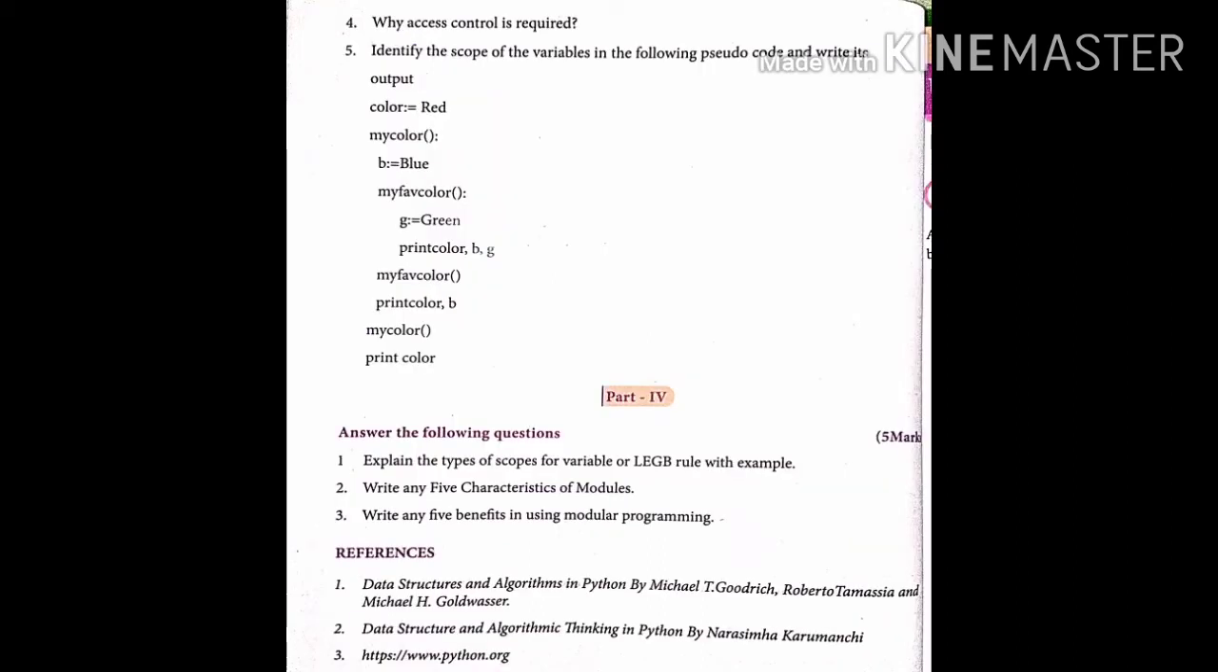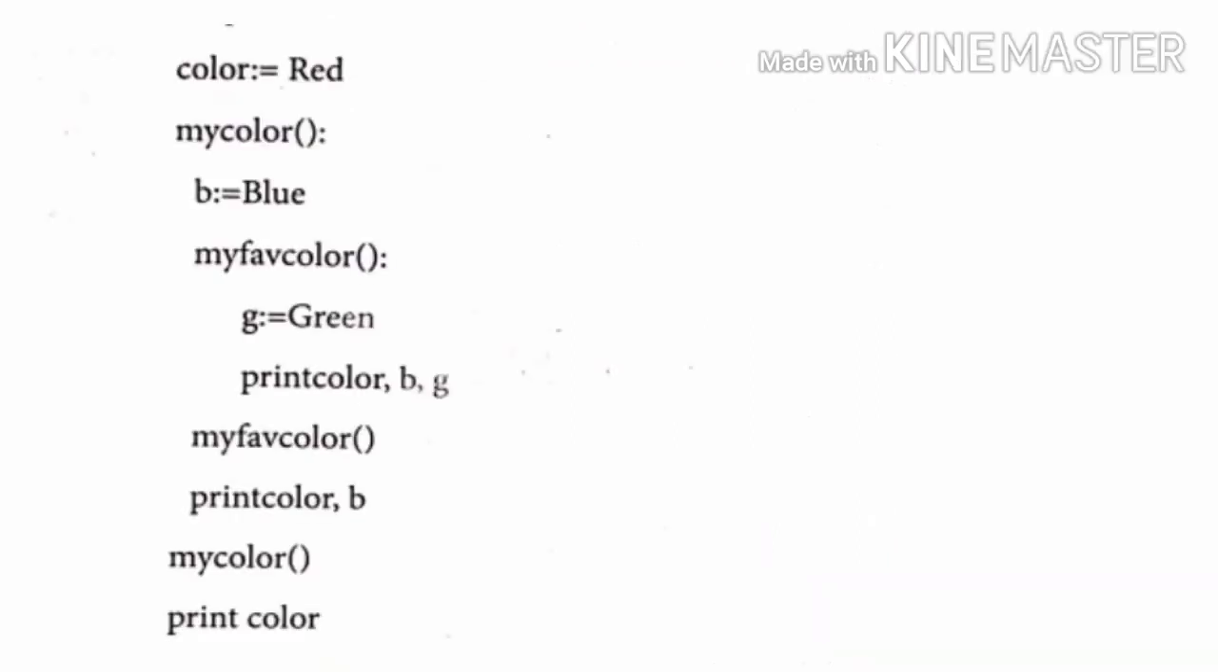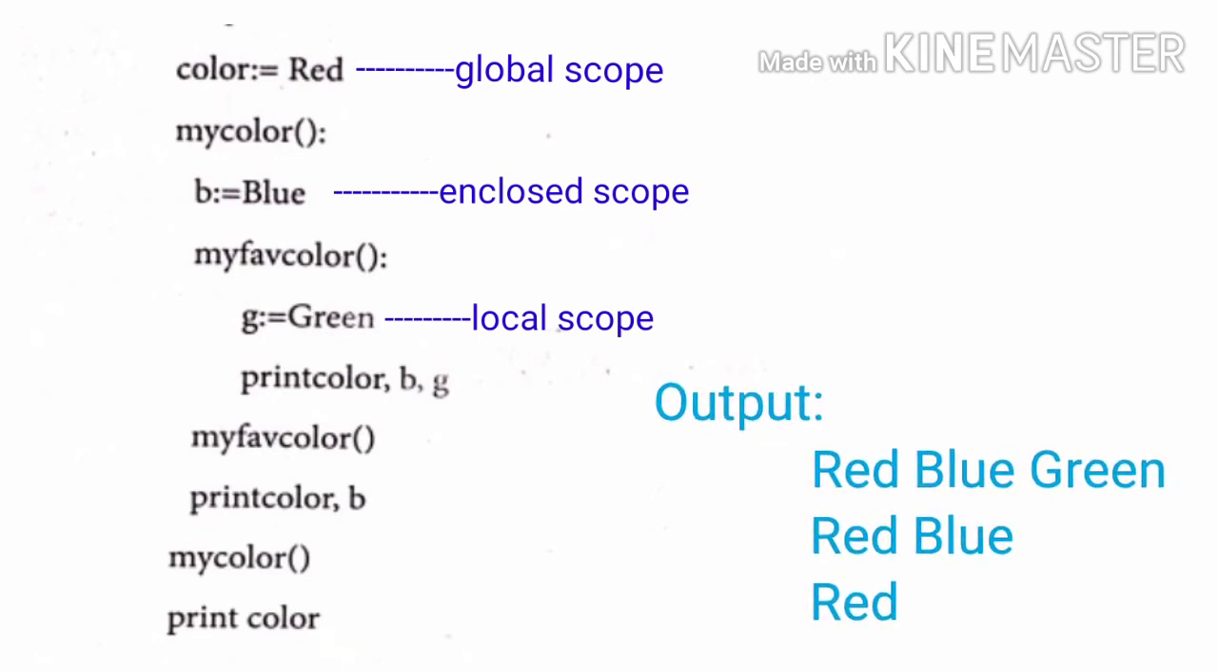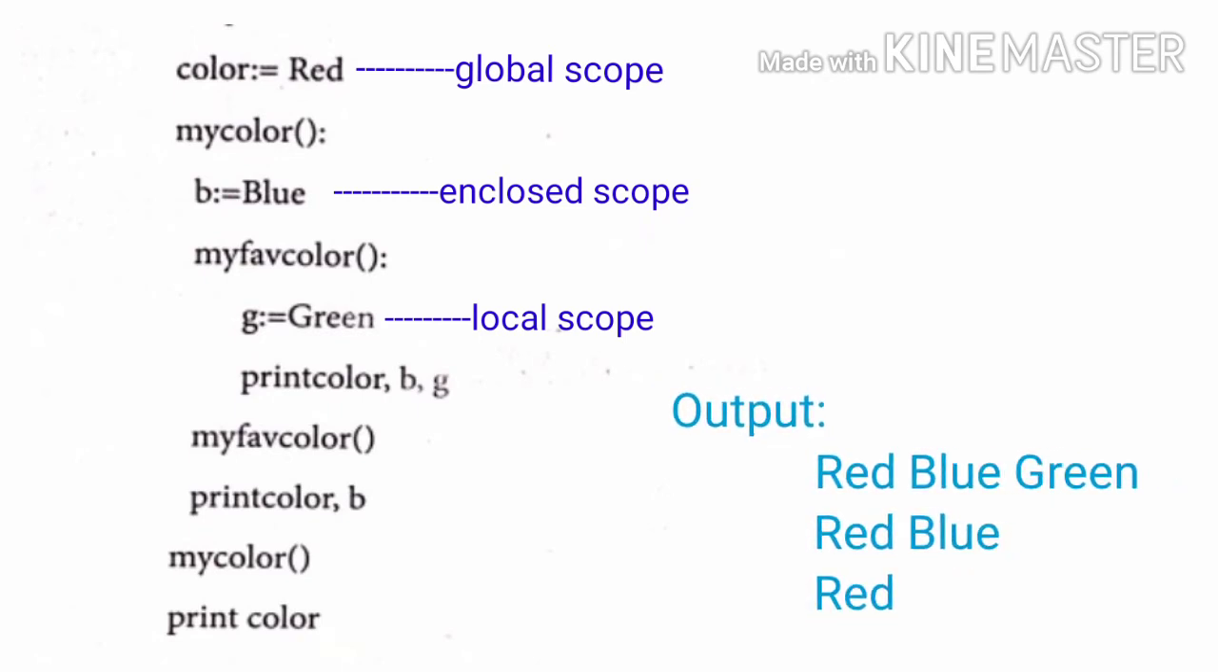And moving on to the last question of this part, fifth question. Identify the scope of the variables in the following pseudocode and write its output. Let's identify the scope of variables first. Color equal to red is the global scope, B equal to blue is the enclosed scope, and G equal to green is the local scope. And the output of the program is red, blue, green, red, blue, and red.